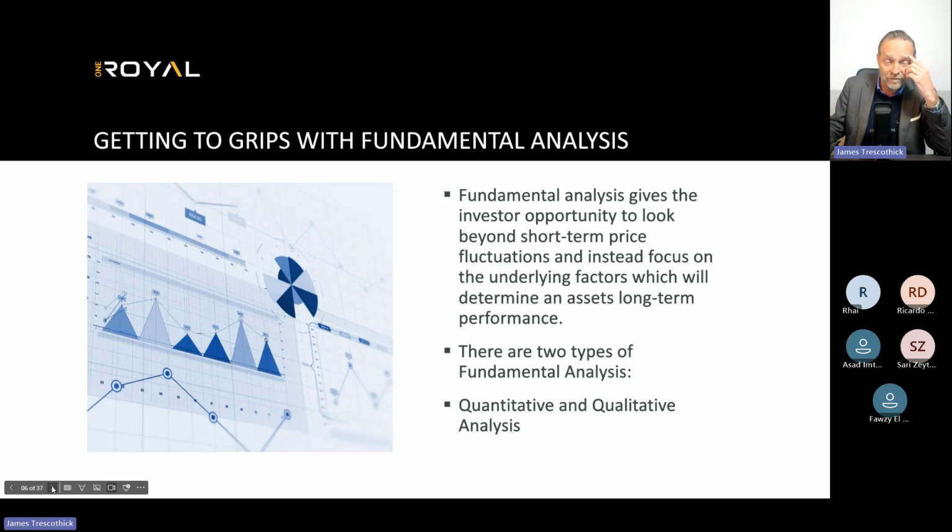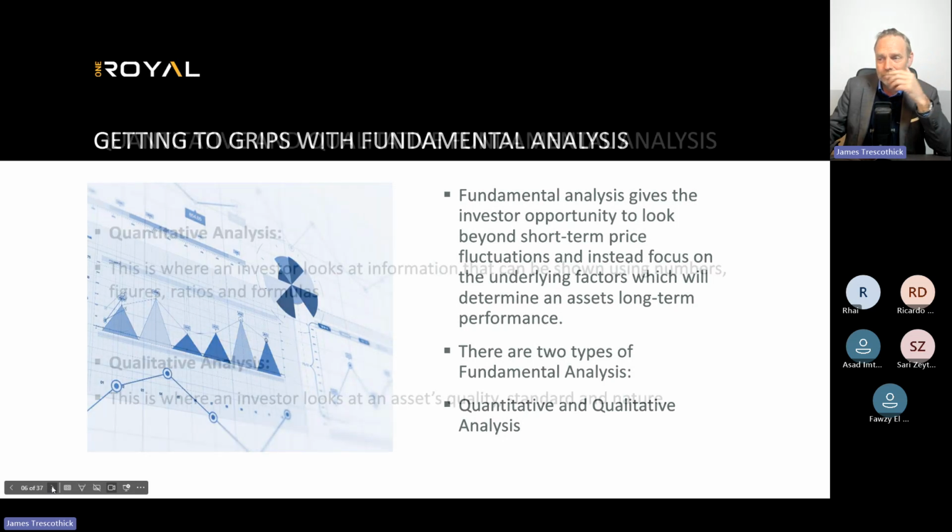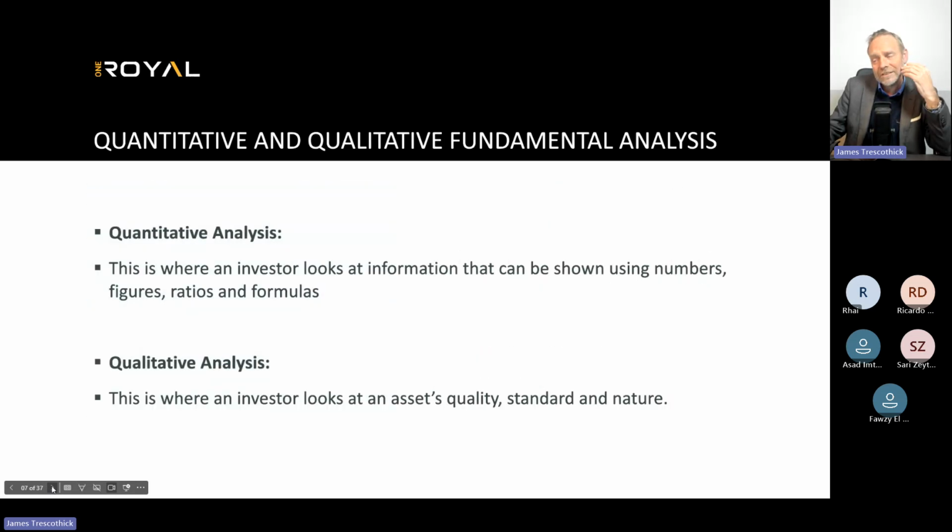Now, there are two types of fundamental analysis, especially for stocks, and that's going to be part 3, by the way. Quantitative and qualitative analysis. It's easy for me to say. Quantitative is where the investors look at information that can be shown using numbers, figures, ratios, and formulas. Qualitative analysis is where the investor looks at the asset's quality, standard, nature, what it actually does.